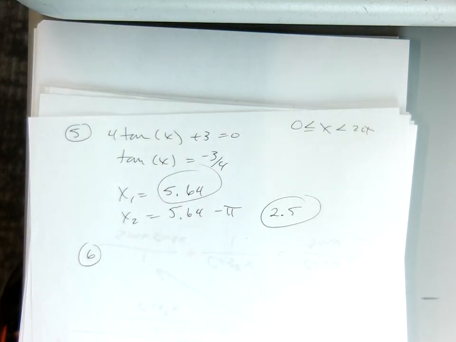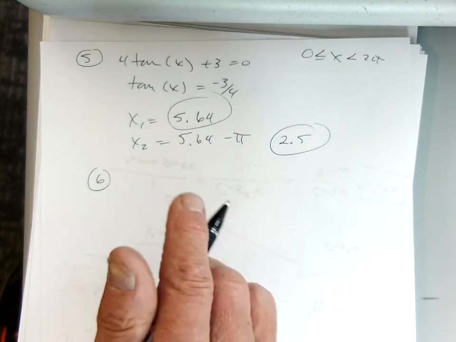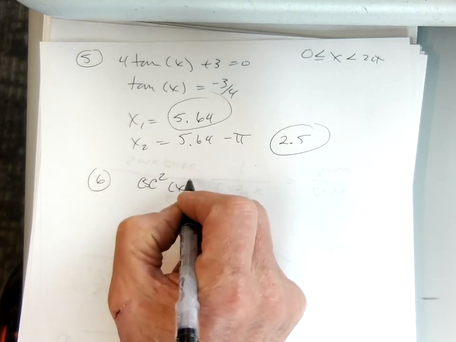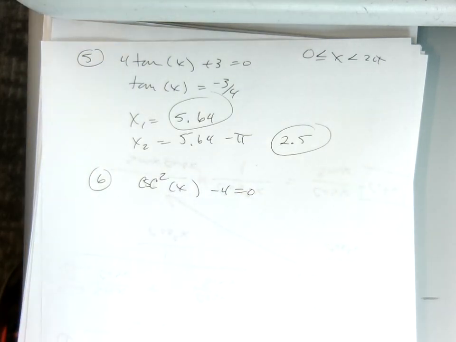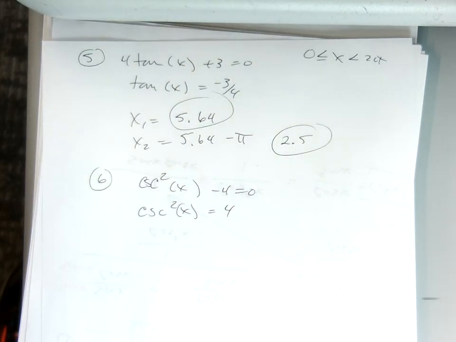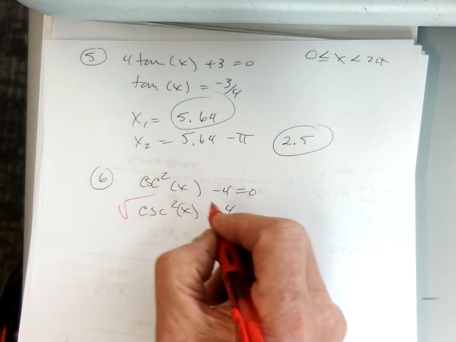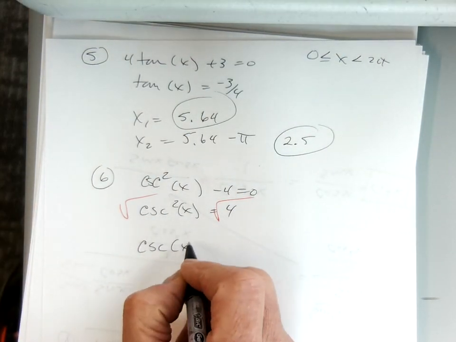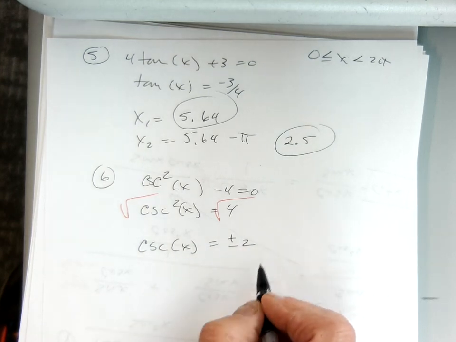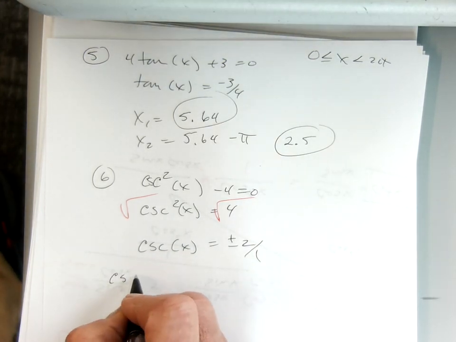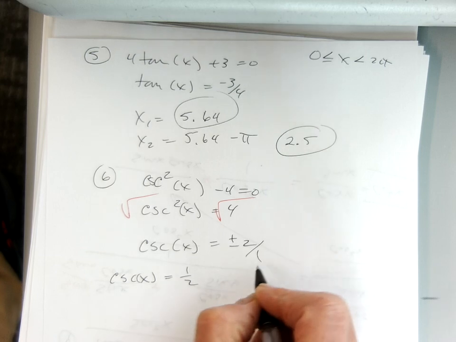Number 6. Am I going too fast? Okay. Number 6: cosecant squared of x minus 4 equals 0. Plus 4, so cosecant squared of x equals 4. Square root, two answers. Cosecant of x equals plus or minus 2. I want to flip it, right? So let's just go straight to cosecant of x equals a positive 1/2.